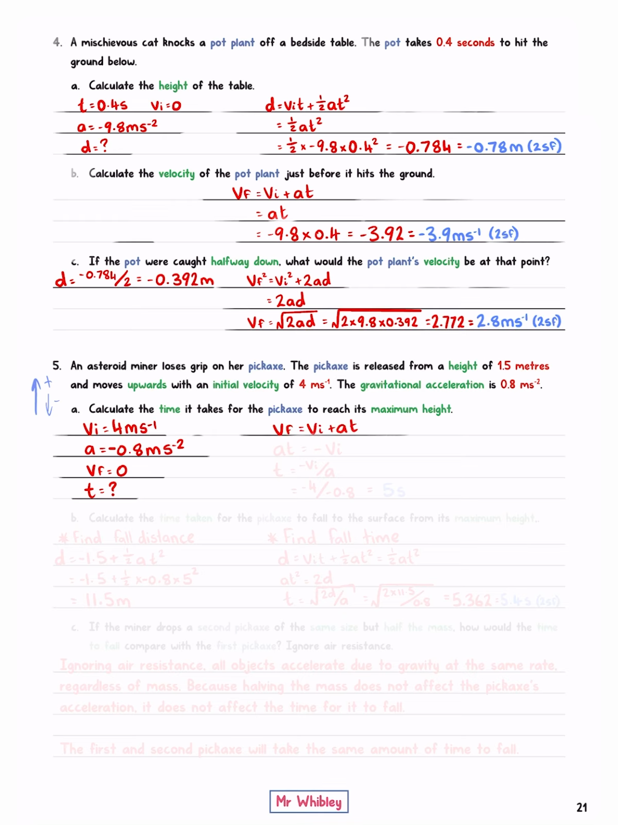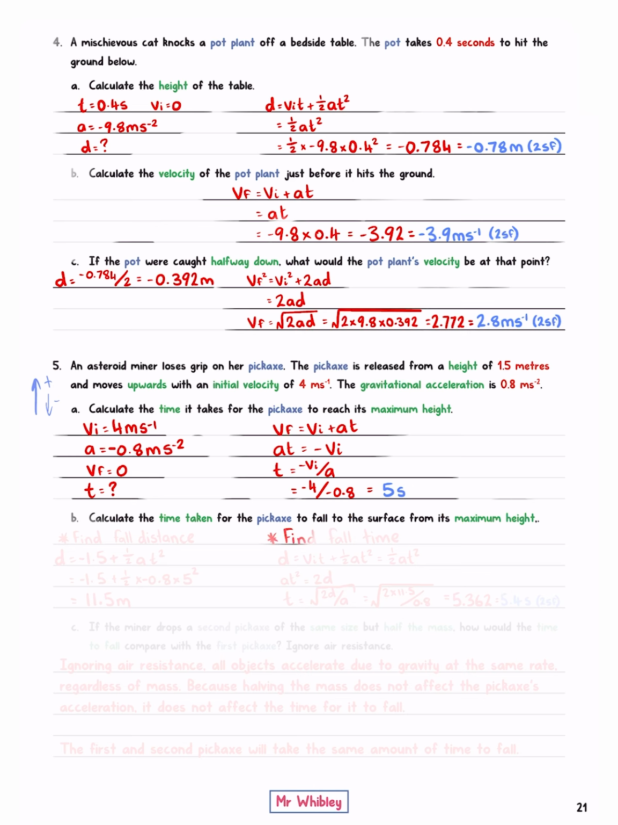Rearranging this for time, knowing that Vf is 0, we just subtract Vi from both sides, and then divide both sides by the acceleration. Putting our numbers in gives us 5 seconds. Calculate the time taken for the pickaxe to fall to the surface from its maximum height.